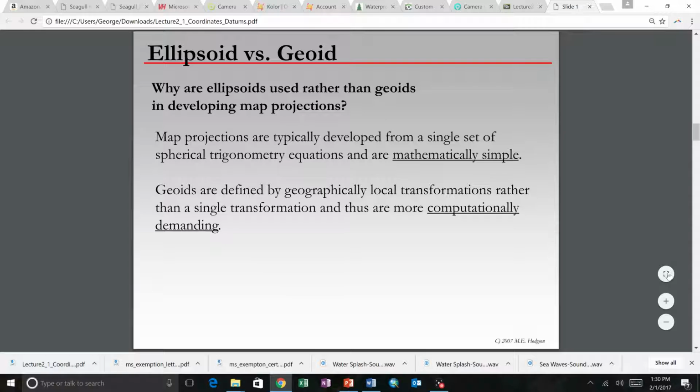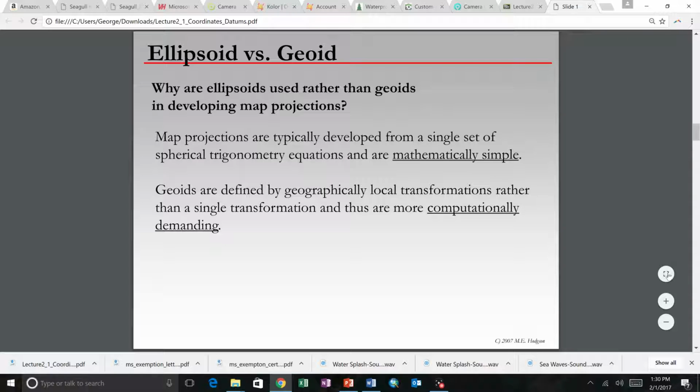One is called the semi-major axis. Instead of the radius, the semi-major axis is the longer axis that goes out from the center to what we call the equator. The semi-minor axis, the shorter of the two axes, goes from the center up to the pole. So once you define the semi-major and the semi-minor axes, you've defined an ellipsoid, and that's usually the way that ellipsoids and map projections are defined.